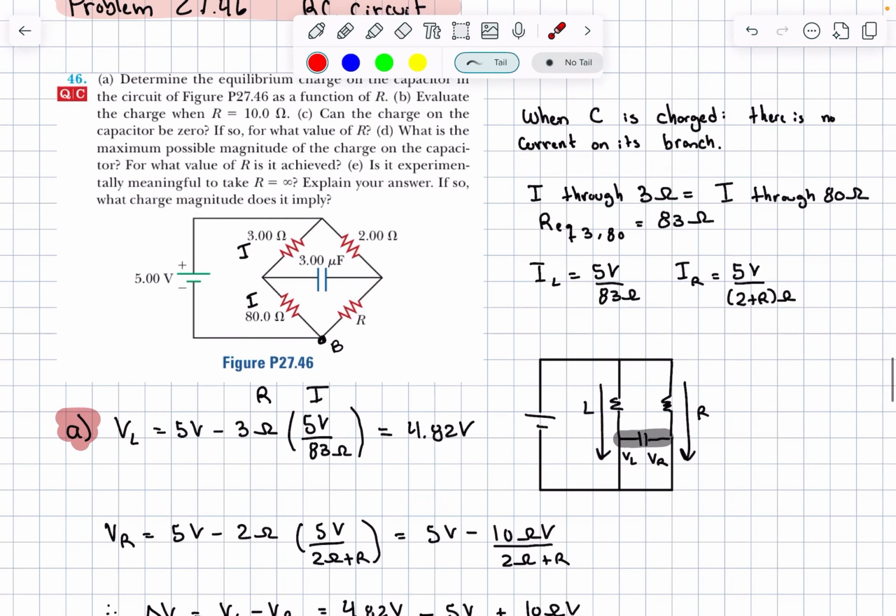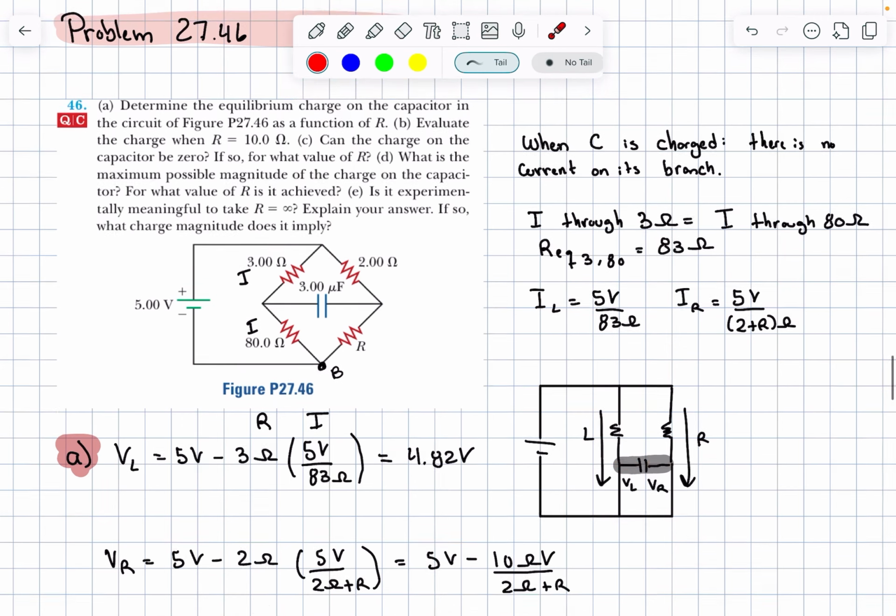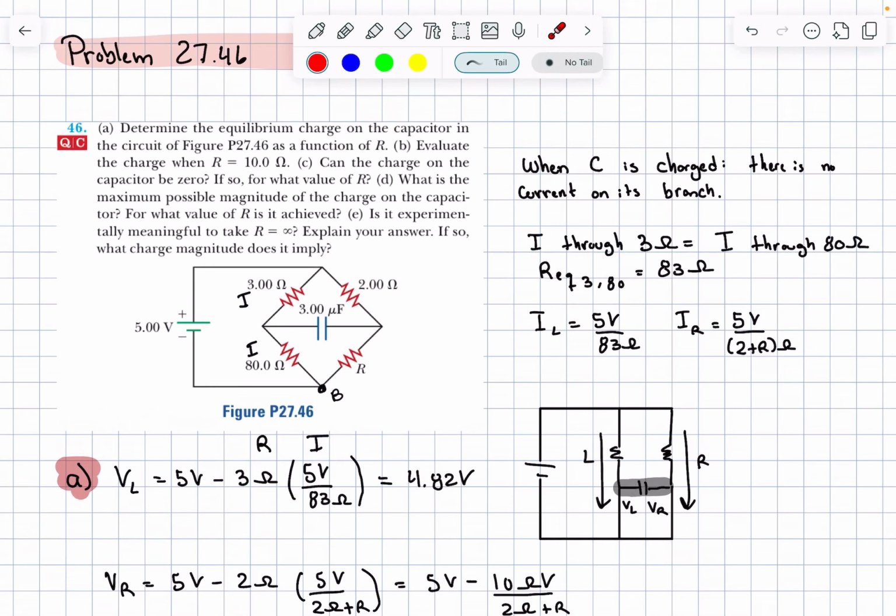So what we're going to say is that the left-hand side current is equal to 5 volts divided by 83 ohms. And on the right-hand side, we have 5 volts divided by (2 plus R) ohms. Now, we want to know how much potential we have on this side of our capacitor and how much on this side. The charge moves from here, and before it's fully charged, it goes through this resistor and piles up right here. On the other side, it goes through this resistor and piles up right there.